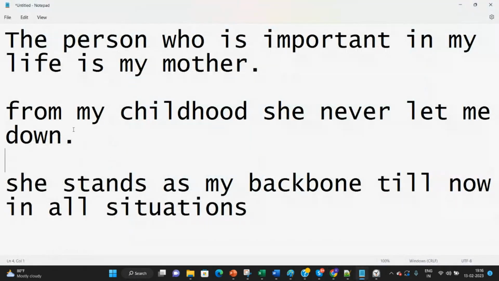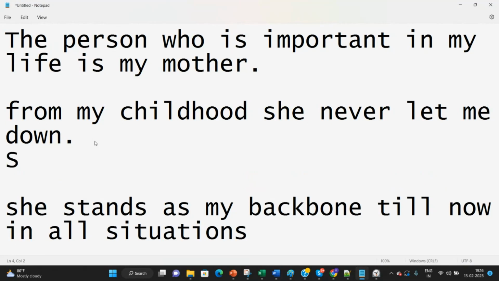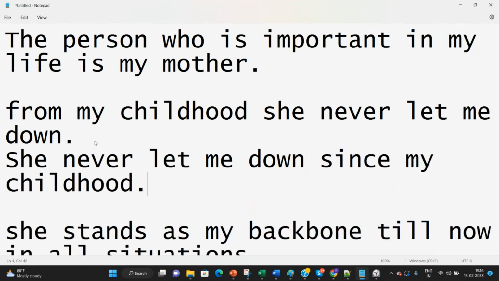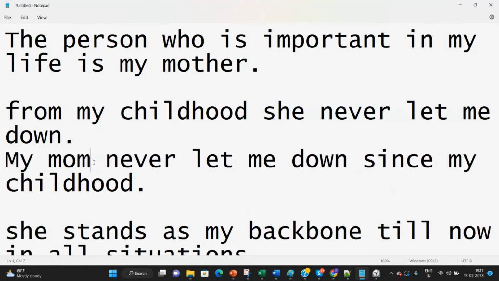Okay. Syed, I want you to make a note. You never start a sentence with a preposition like from. What are you coming to say? You're coming to say that your mom has never let you down since you were a child, right? So you can say, she never let me down since my childhood. I want you to understand that it is better to start the line with a subject or a clear start point rather than going with the preposition. In fact, my mom never let me down since my childhood. This is the second sentence or the correction.